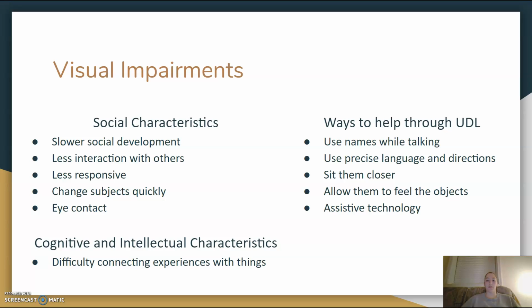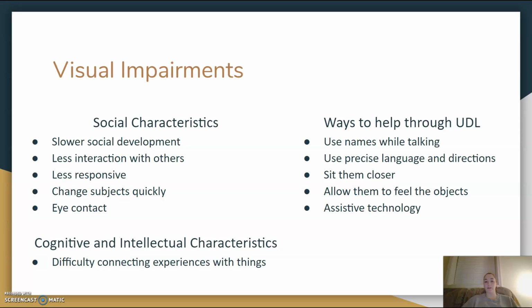Some ways to help them would be to use names while talking, and to also teach the students to use names while they're talking to each other or talking to the student with the visual impairment. Like saying, "Hey, Billy, I am Susie. Do you want to play with me at recess?" Always use names. Use precise language and directions. Tell them exactly where they need to go, right, left, etc. Be very precise with all of that.